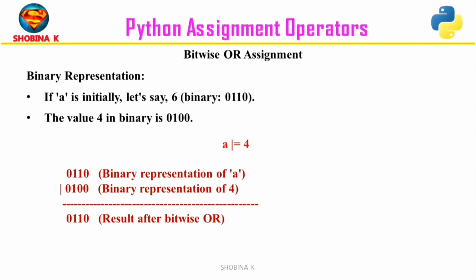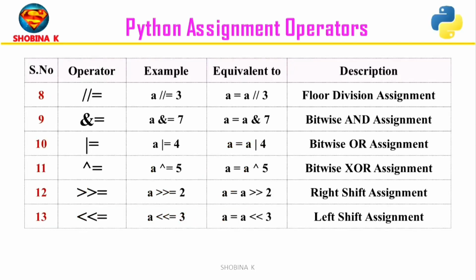After performing the bitwise OR operation between A and 4, we have the result 6. Its binary representation is 0110. A bitwise OR equals 4 is equivalent to A is assigned the result of A bitwise OR 4.